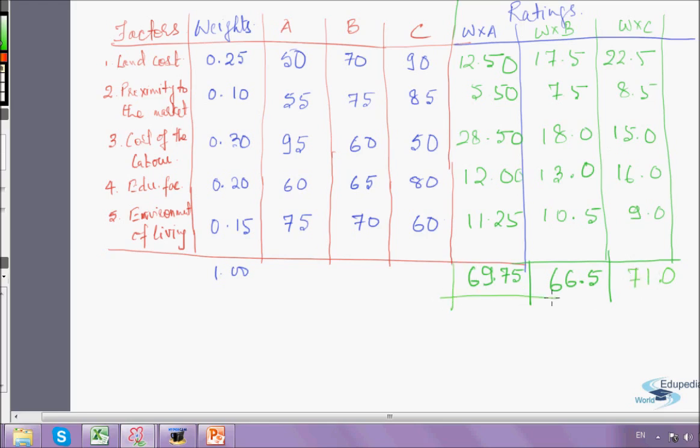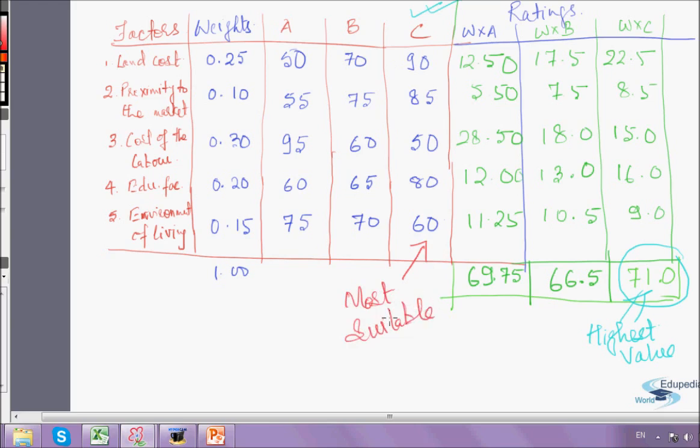And so the last one has the highest value. So this gives us the highest value, and therefore this would be the most suitable location. So for us the most suitable location is the third location. This is the most suitable location.